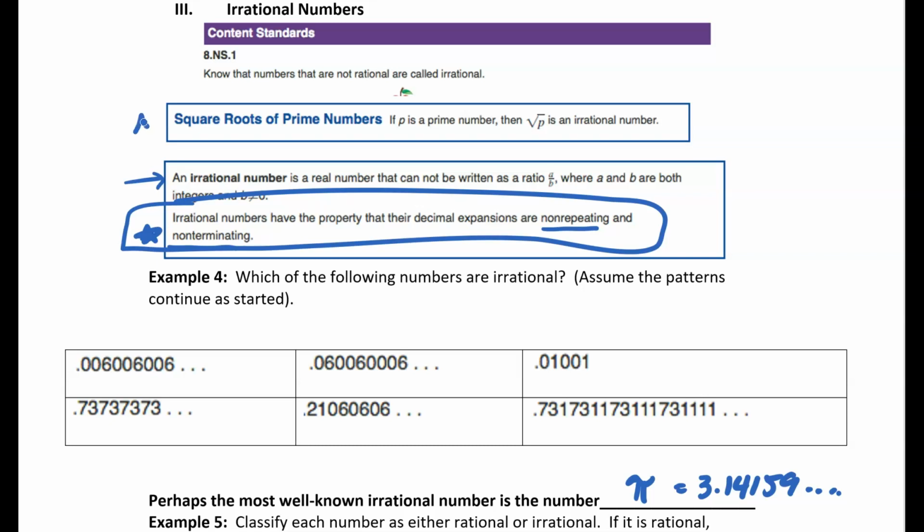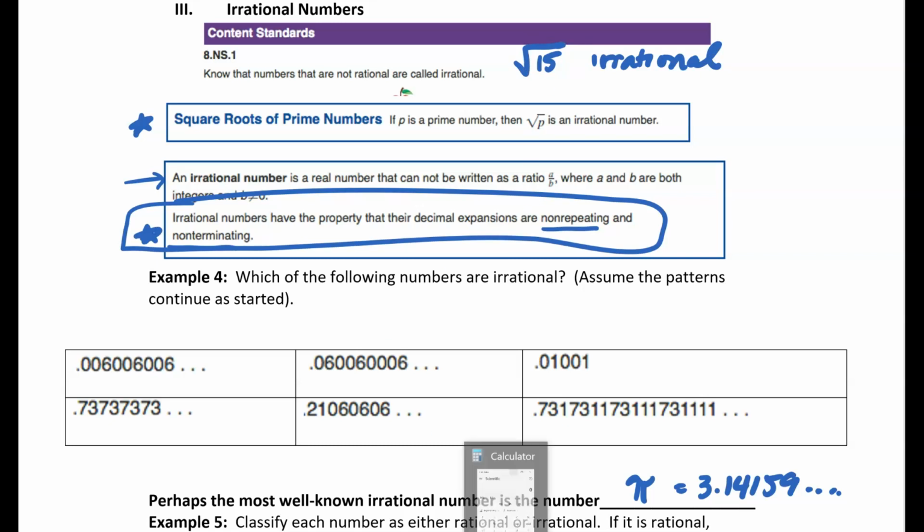This box up here says if p is a prime number, then the square root of that number is irrational. The square root of any number that's not a perfect square is going to be irrational, in addition to prime numbers. For example, the square root of 15 is going to be irrational. 15 is not prime, it's divisible by 1, 3, 5 and itself, but it's irrational, and you can put that in the calculator just to double check.